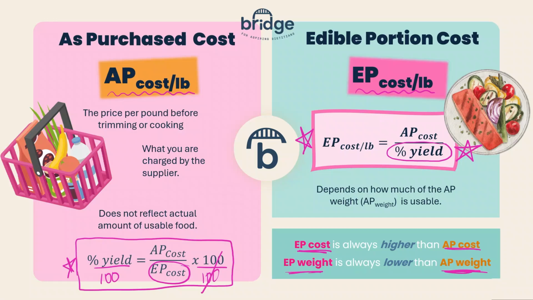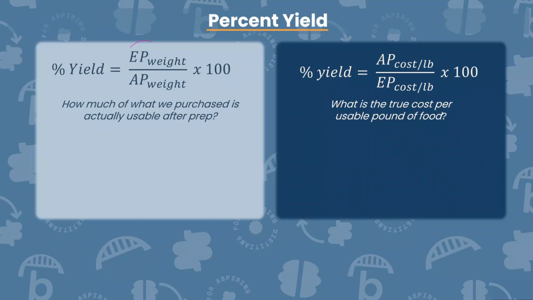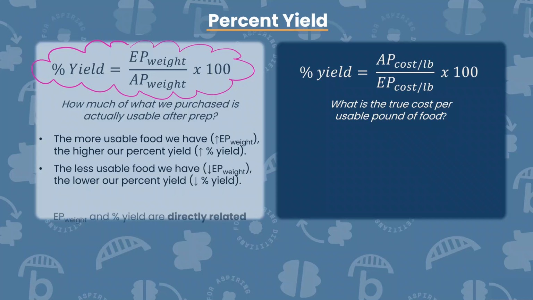So now that this is hopefully clear, we can look at these two equations side by side. So percent yield is equal to your edible portion weight divided by your as purchased from the store weight times 100. And this equation is asking the question, how much of what we purchased is actually usable after we have prepared our food? And the more usable food you have, the higher proportion of edible portion weight or EP weight, then the higher our percent yield.